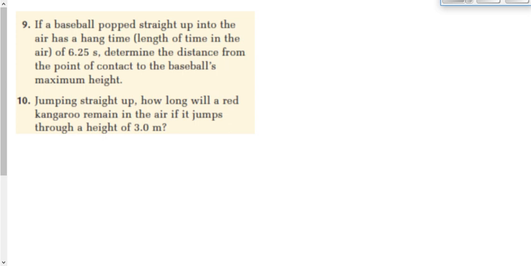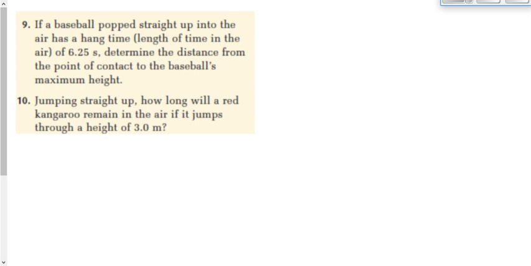Okay, let's have a quick look at question number 9 and 10. Number 9 says, if a baseball player popped straight up into the air, the baseball would stay in the air for 6.25 seconds. That would be very impressive. Determine the distance from the point of contact to the baseball's maximum height.